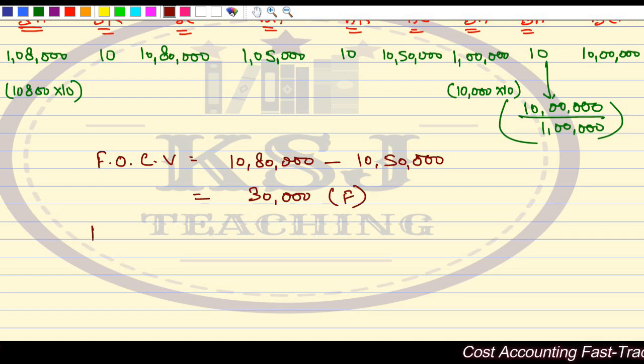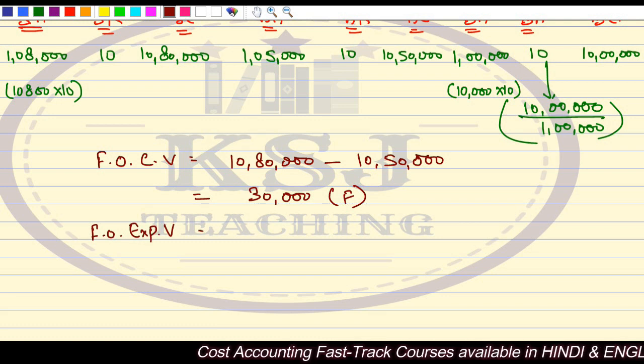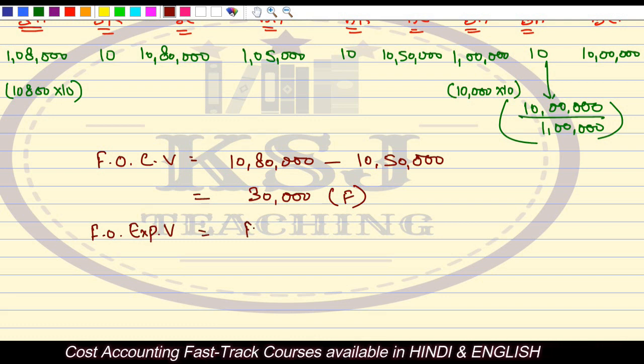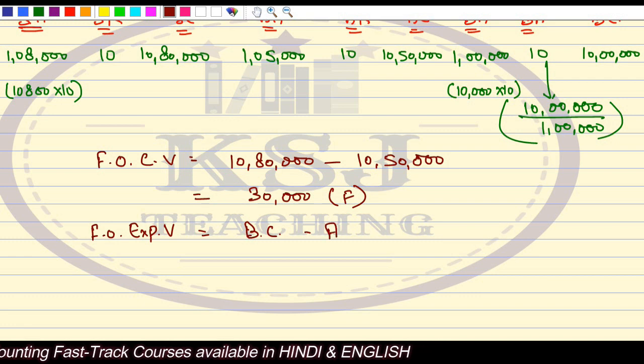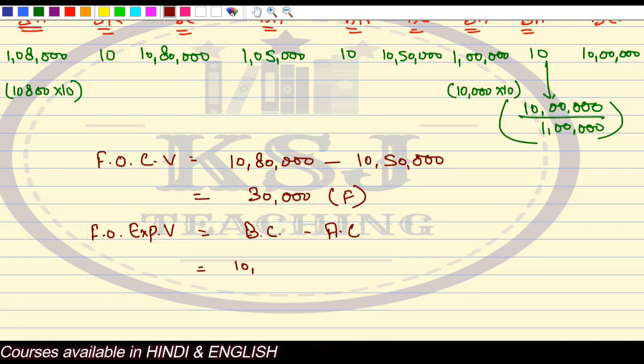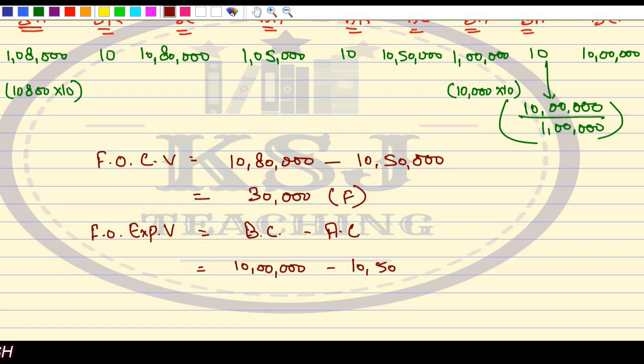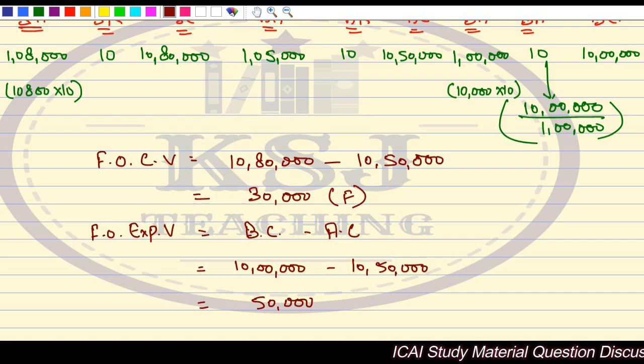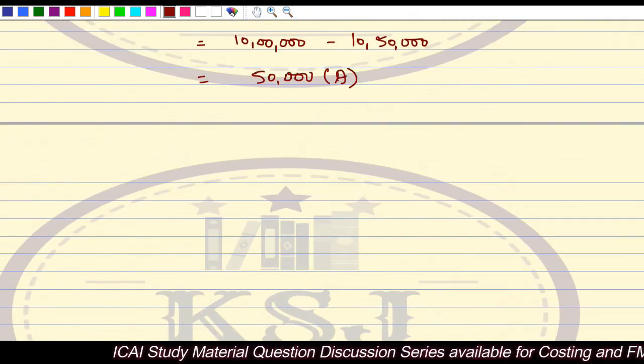The next one is fixed overhead expenditure variance or the budget variance, that is budgeted cost minus actual cost. My budgeted cost is 10 lakh, whereas my actual cost is 10 lakh 50,000. So this is 50,000 adverse. Now come to the volume variance.